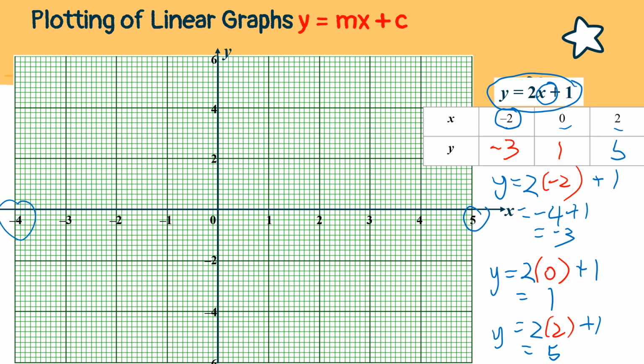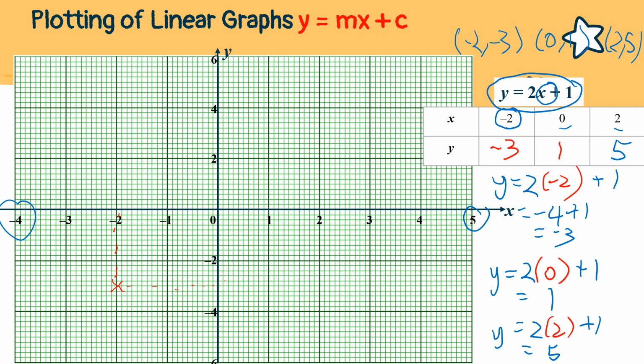And now we have 3 coordinates: negative 2, negative 3, that's the first coordinate; 0, 1, that's the second coordinate; and 2, 5. So what we'll do is we are going to plot negative 2, negative 3. It will be right here. Negative 2 for the x coordinate, negative 3 for the y coordinate.